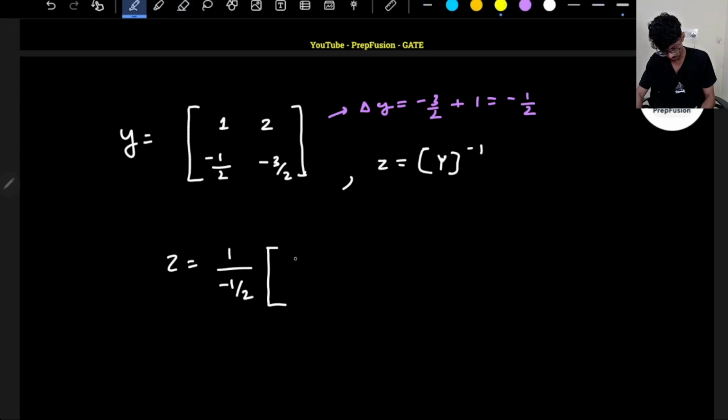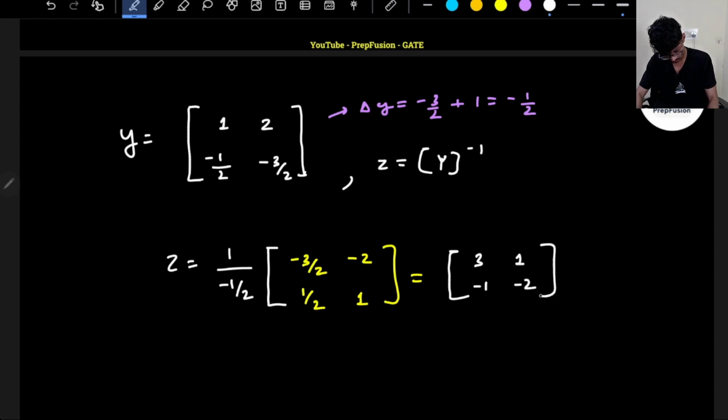The main diagonal elements will be swapped and the off diagonal elements' signs will be changed, so this will be 1 by 2. So if I rewrite this, this will become 3, this will become 1, this will be minus 1, this will be minus 2. Okay, so these are my Z parameters, I guess, if I am not mistaken, right? So yeah, that's about it for the Z parameters.